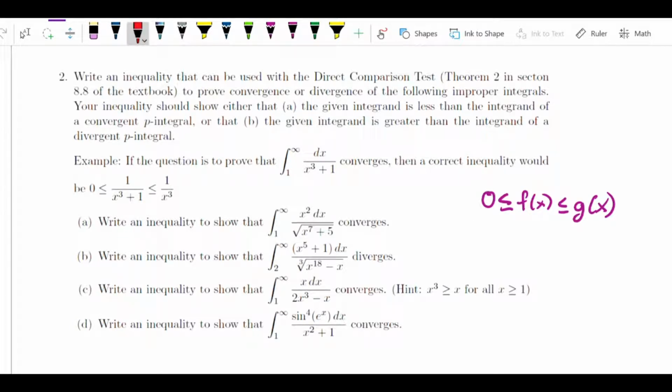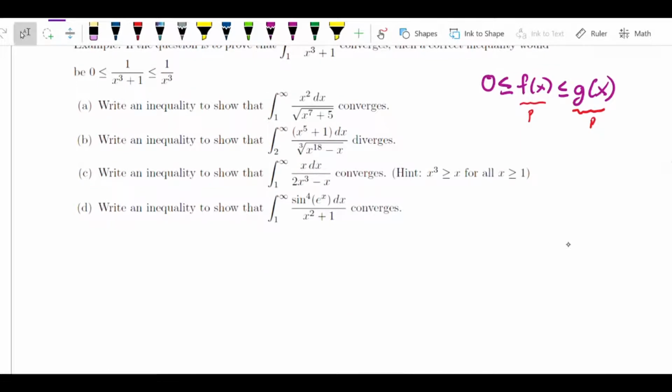The issue is that one of these is going to have to be a p integral, or rather the integrand for a p integral. I'll explain in a minute what the difference is there, just to make sure that everyone's on the same page. The idea is that if I'm trying to show that g diverges, then I want to show that it's greater than a known p integral that also diverges. If I'm trying to show that f converges, then I want to show that it's less than a p integral that converges. So let's do the first one of these.